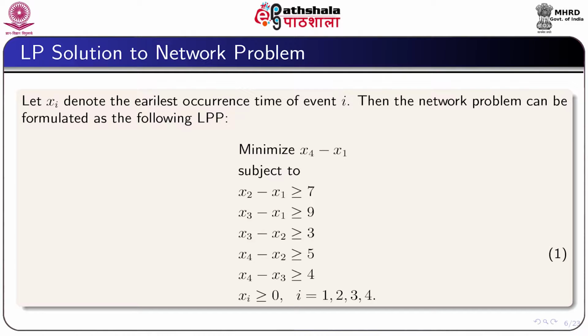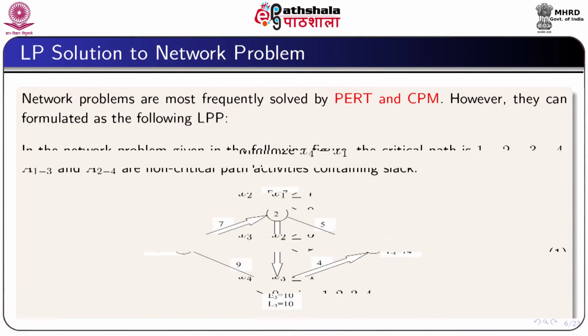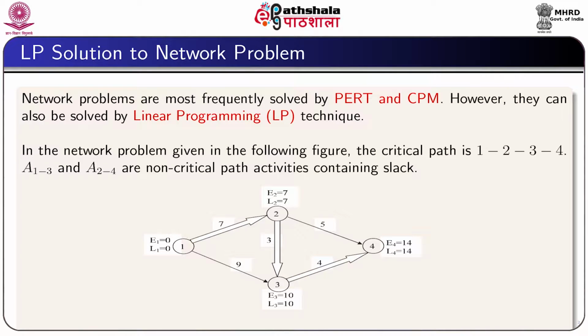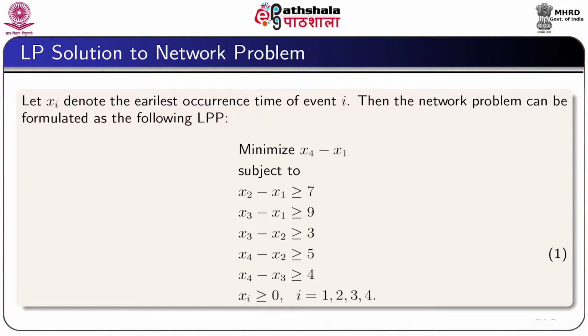Then we have some constraints. From the diagram, we can easily write for the activity 1, 2, x2 minus x1 should be greater than or equal to 7. Similarly, for the activity 1, 3, x3 minus x1 is greater than or equal to 9. For the activity 2, 3, x3 minus x2 greater than or equal to 3, and for the activity 2, 4, x4 minus x2 greater than or equal to 5, and finally, for the activity 3, 4, x4 minus x3 is greater than or equal to 4.